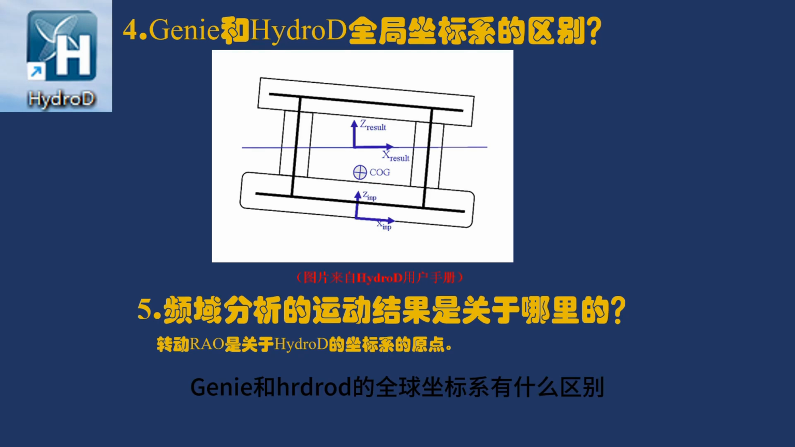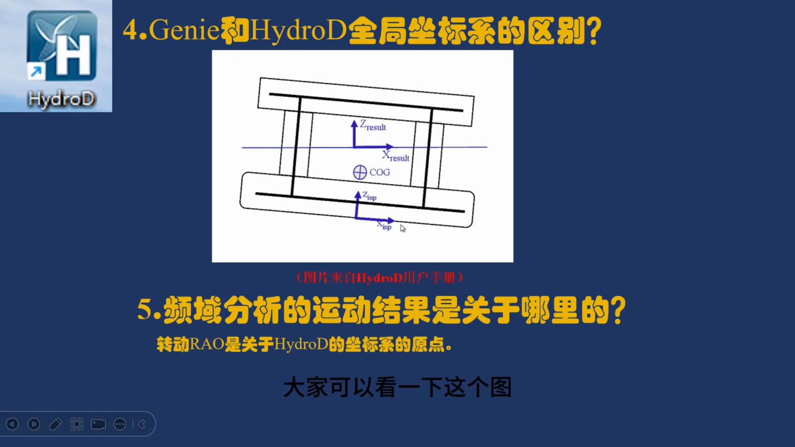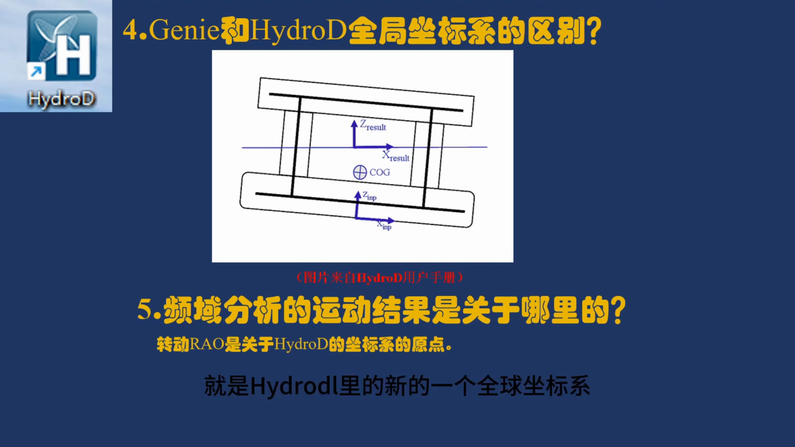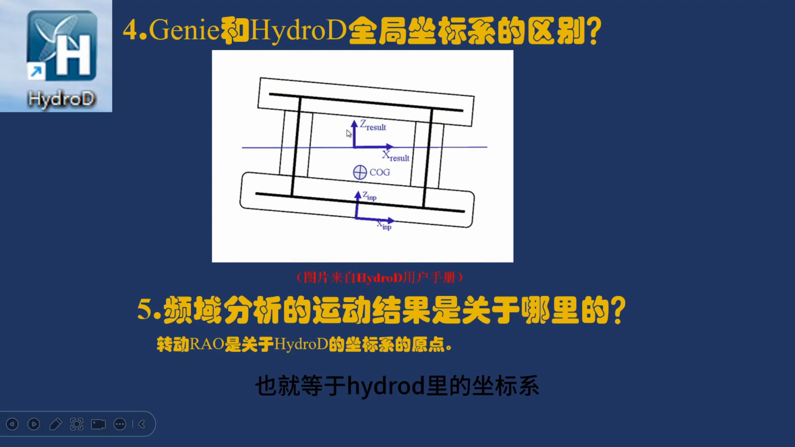Next, what is the difference between the global coordinate systems in Genie and HydroD? Everyone can take a look at this diagram. The coordinate system shown below is the input coordinate system, which can also be understood as the Genie coordinate system. The projection of Genie's coordinate system onto the water surface gives us a new coordinate system. This new coordinate system is the global coordinate system in HydroD. Therefore, when modeling in Genie, for convenience, we can directly place the waterline at the origin of the global coordinate system. That is, when the global coordinate system's z equals 0, it corresponds to the waterline. In this way, the coordinate system in Genie is the same as the coordinate system in HydroD.